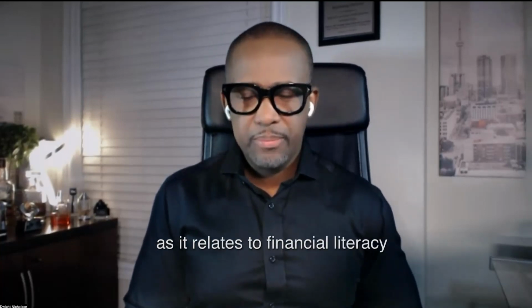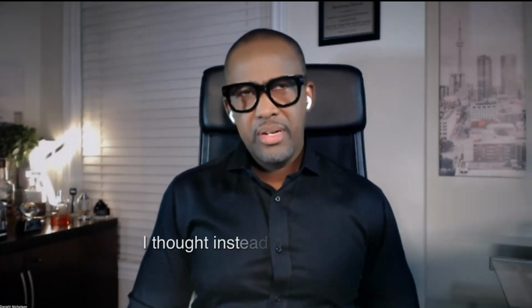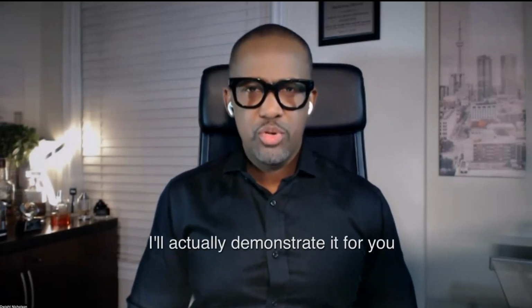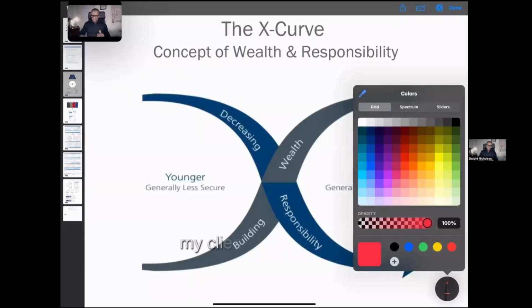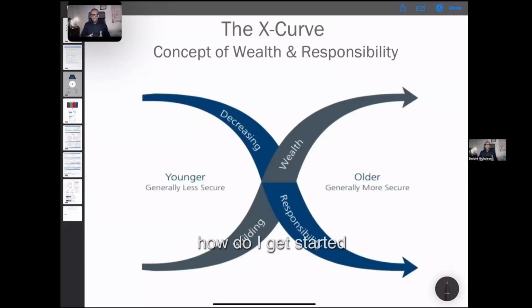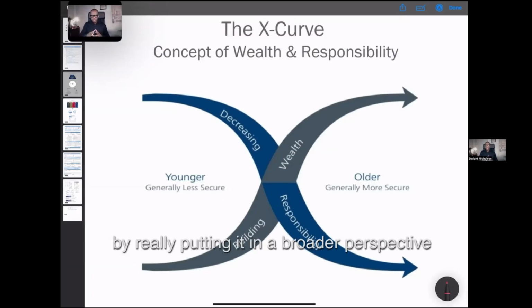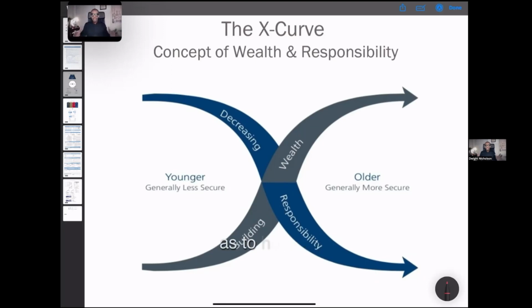Today, I'm going to be talking about a concept called the X curve. I thought instead of talking about it, I'll actually demonstrate it for you. Oftentimes, my clients would ask me, how do I get started? Where do I start when it comes to my financial foundation? Well, the concept of the X curve helps to answer some of those questions by really putting it in a broader perspective as to how you should approach your financial strategy at the different stages of your life.